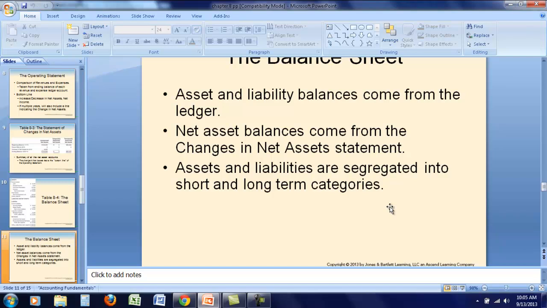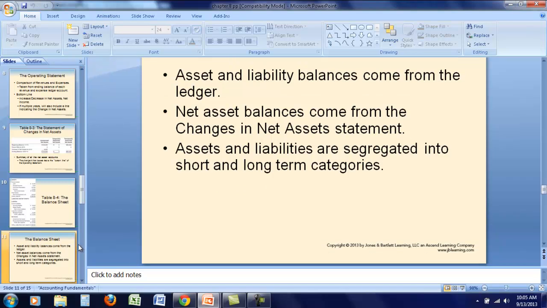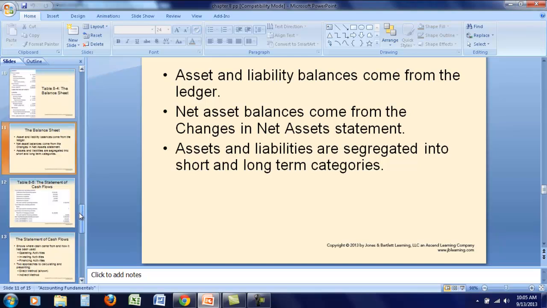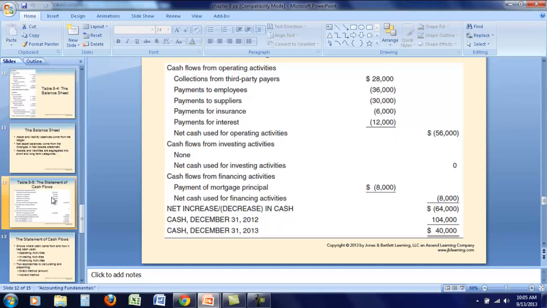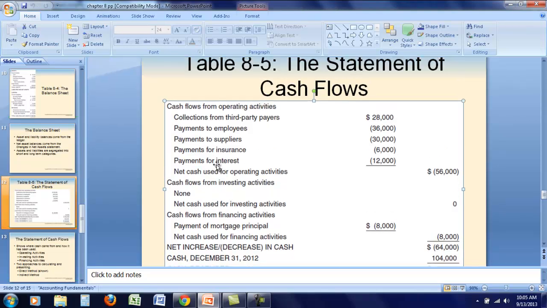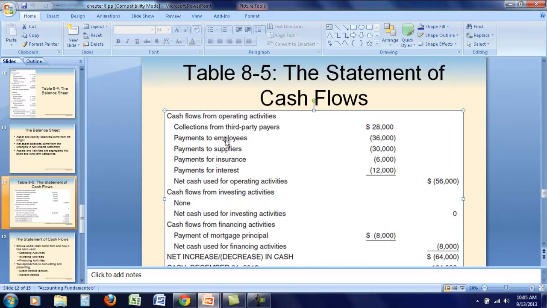So the other interesting item these slides show is the statement of cash flows. What the statement of cash flows really is, is: what happened to my money? Where did it go? How did I use my money? What I want you to take away from this is there are three ways we look at our money.